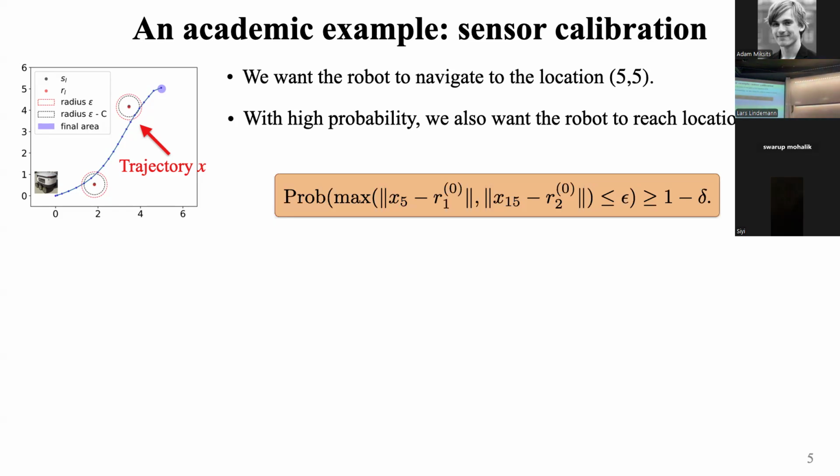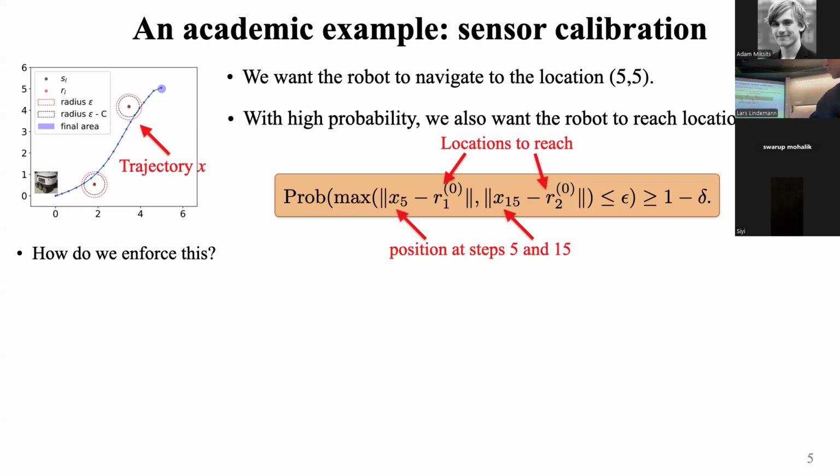So more formally, we want the trajectory of our robot, x at time 5 and x at time 15, to be close to R1 and R2 with high probability. We can write it down like this. And the question is, how can we achieve this?